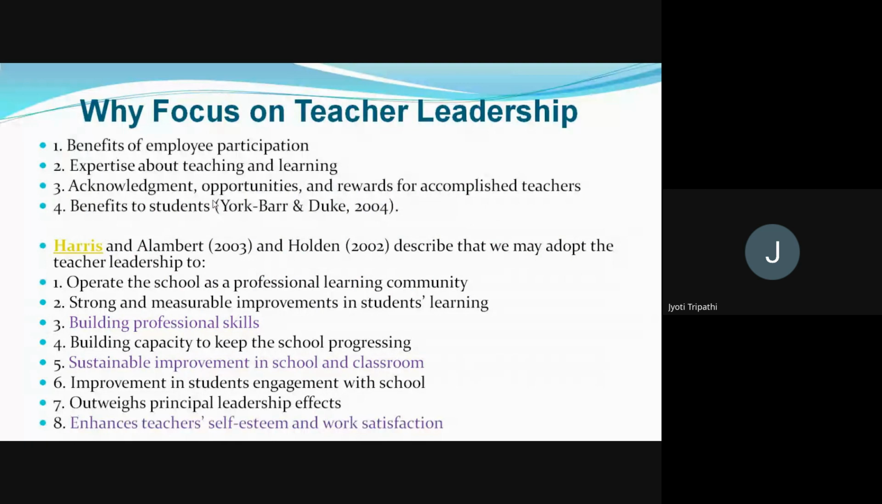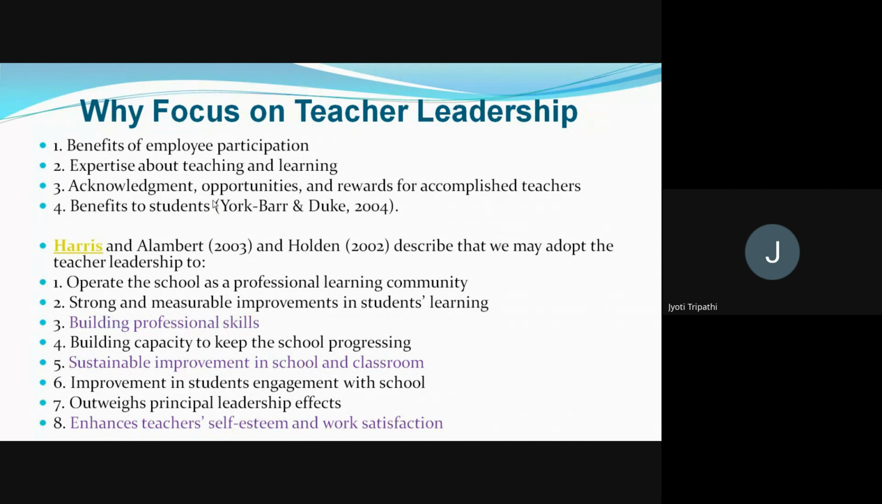Now, why should we focus on teacher leadership? I think we are at the end of the session. Very few slides are left, so I'll not take much of your time. This is why we focus on teacher leadership. We have already discussed so many ideas that they benefit. This benefits employee participation, right? We get more participation of employees in the organization, expertise about teaching and learning, acknowledgement, opportunities like that. And teacher leadership is also needed for building professional skills. So if professional skills are built, or we want them to be built, then teacher leadership becomes important.